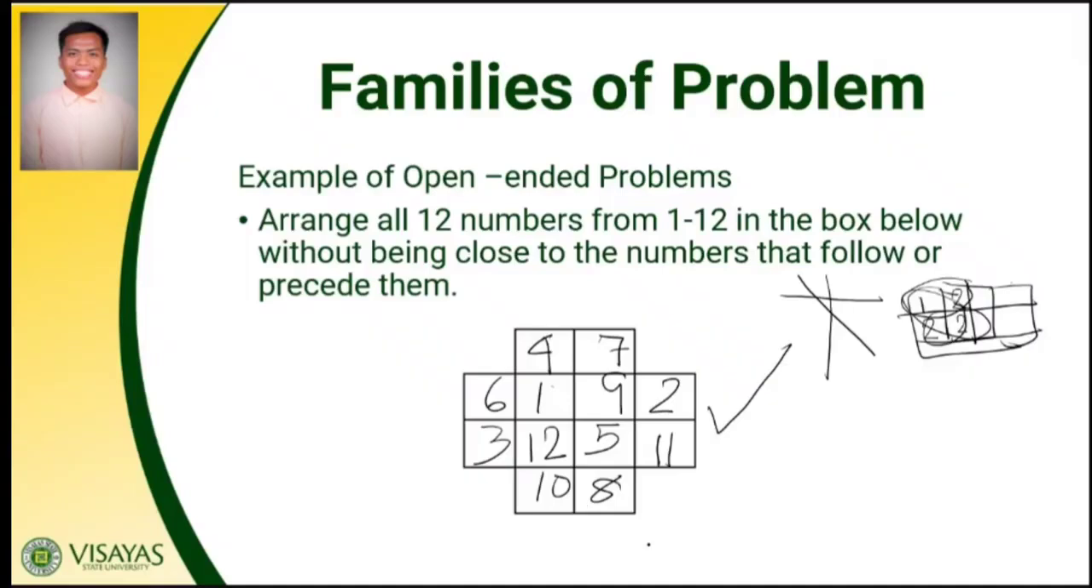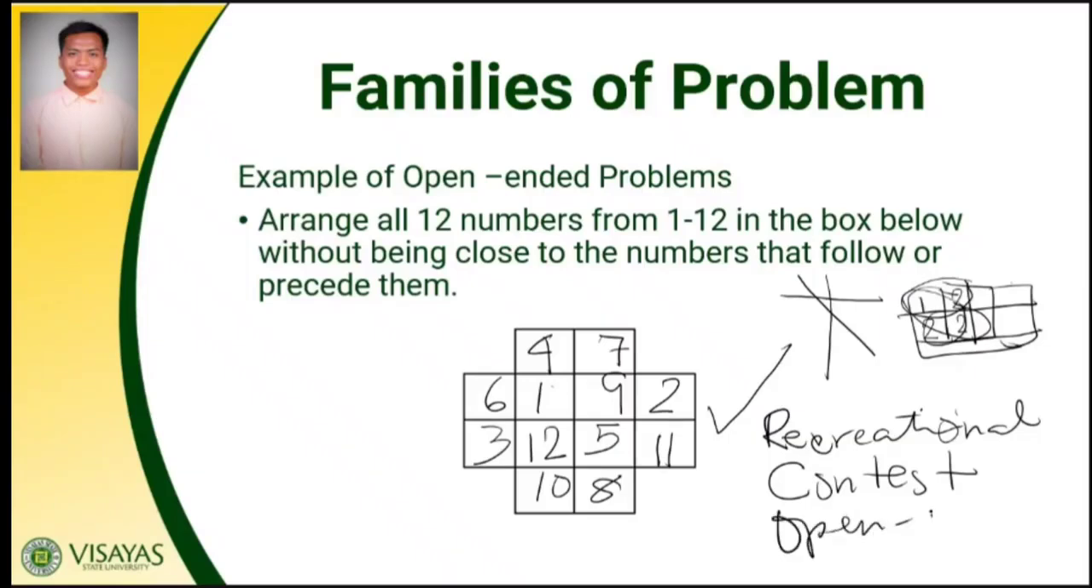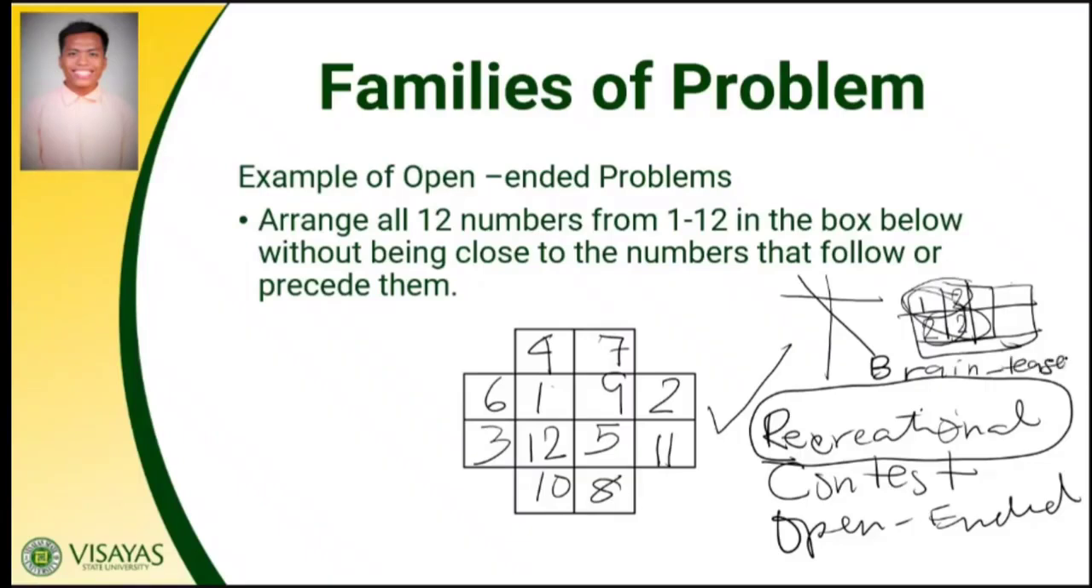Ito tayo first. We have the recreational. Kalimutan mo. Okay. Asian then contest problem and open-ended. Okay, open-ended. Unsay laing term ni recreational? Like teaser. Unsay other term ni recreational? Brain teaser, sir. Brain teasers. That's correct. Brain teasers. Okay.